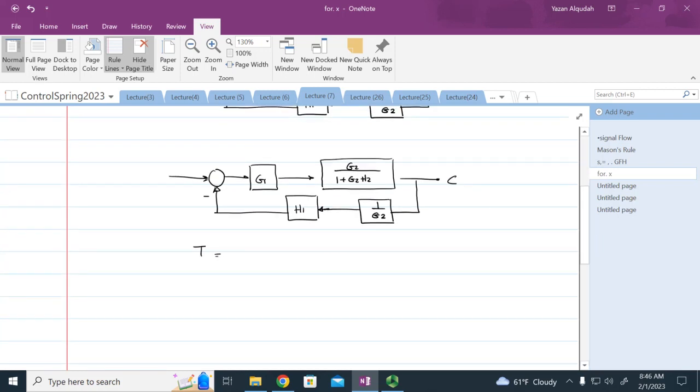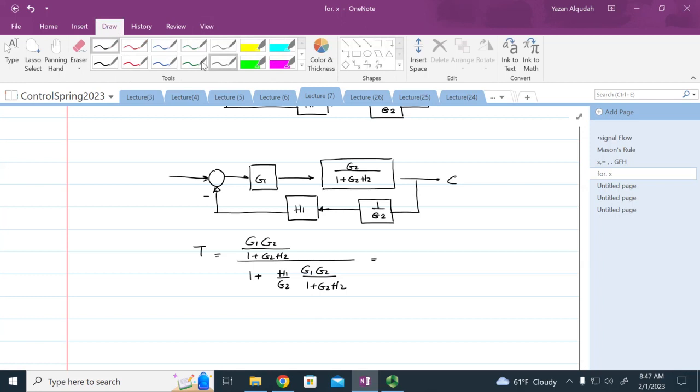So the transfer function is going to equal G1 G2 over 1 plus G2 H2, divided by 1 plus H1 over G2 multiplied by G1 G2 divided by 1 plus G2 H2, which we can simplify. The G2 with G2 cancels. This is going to equal G1 G2 over 1 plus G2 H2 plus G1 multiplied by H1.